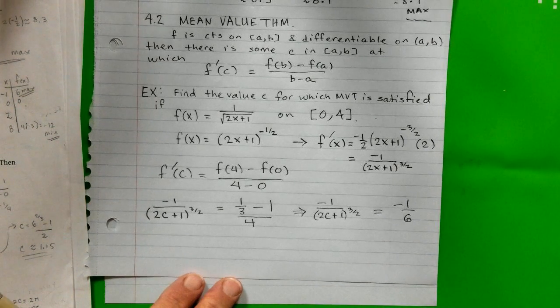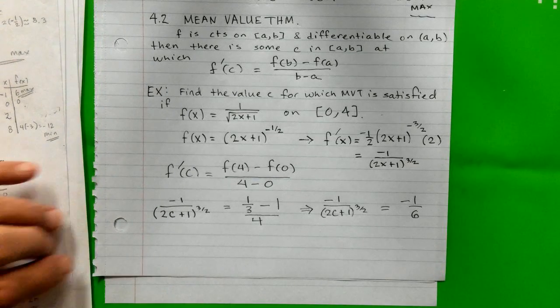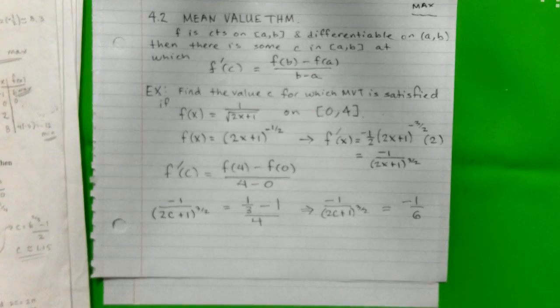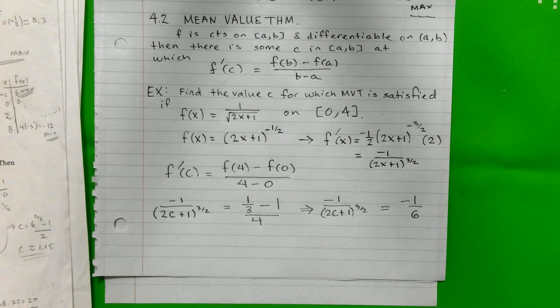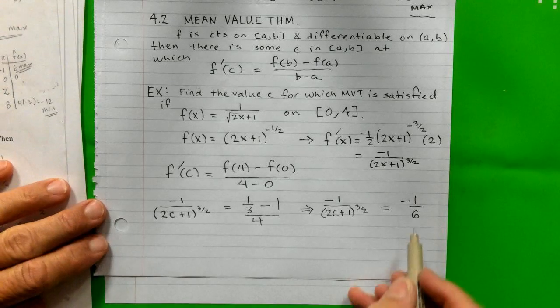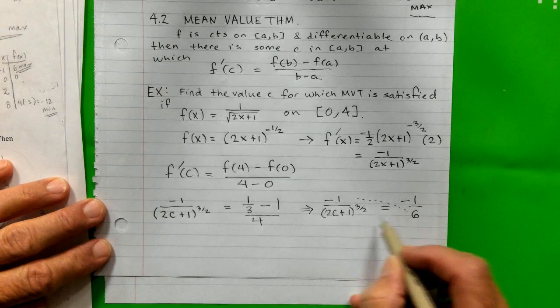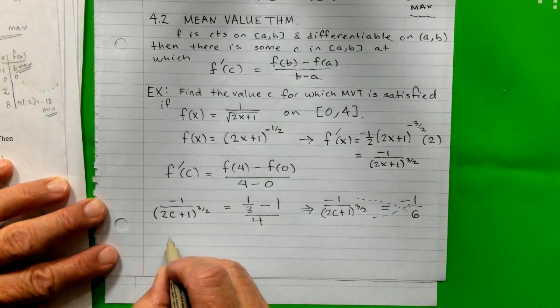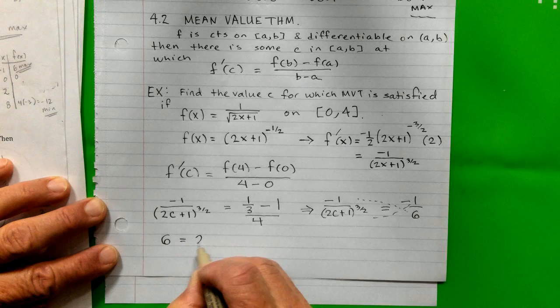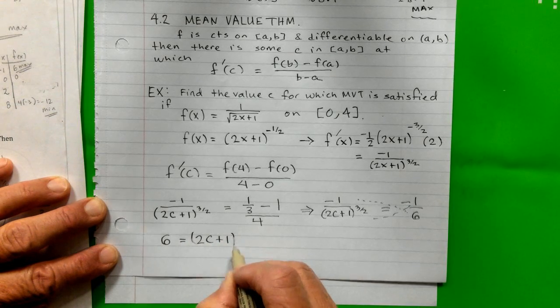What do you want to do? Help me, what's my next step? Cross multiply. So I've canceled the minus signs. So I'm going to have a 6 right here, and a 2c plus 1 to the 3/2 on the other side. So we're going to cross multiply and cancel the 1s. That times that times that. And so we have 6 is equal to 2c plus 1 to the 3/2.